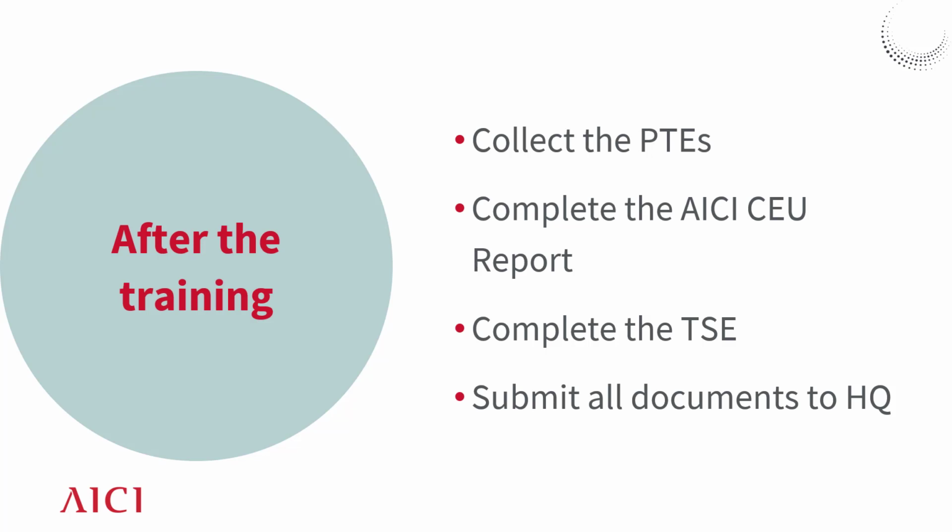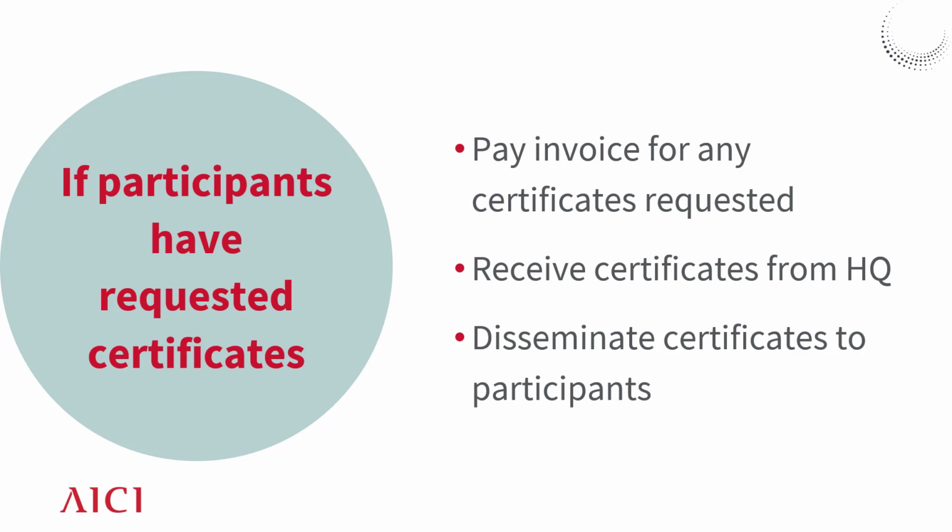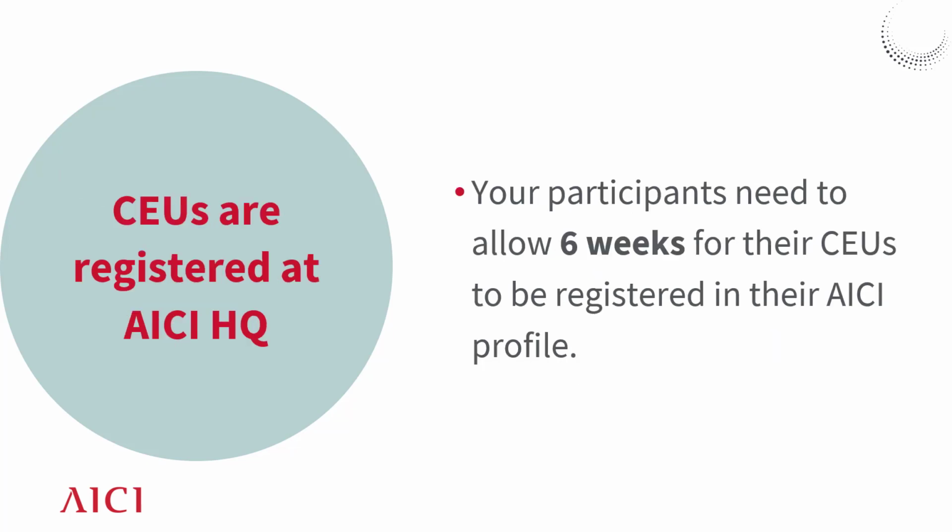These documents can be emailed. If participants have requested certificates, then you will be invoiced, and once you've paid that invoice, you'll receive the certificates from headquarters. You will then be responsible for disseminating those certificates to your participants. Once your report has been submitted, then the CEUs are registered at AICI headquarters. Your participants will need to allow 6 weeks for their CEUs to be registered in their AICI profile.